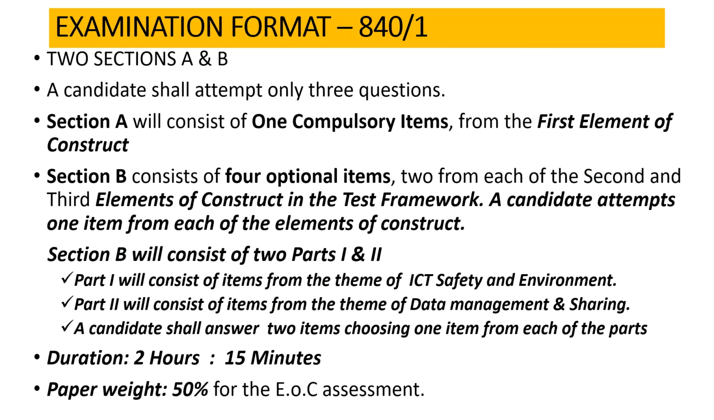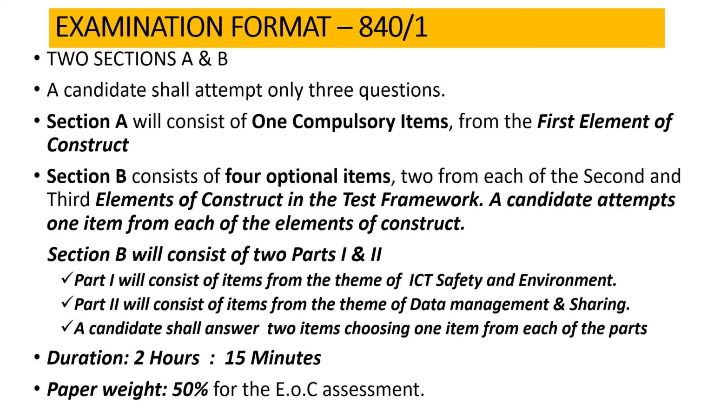More to that, in paper one, you expect to see two sections, A and B, and a candidate will attempt only 3 questions. Section A will consist of 1 compulsory item from the first element of construct. We shall see that. Then section B will consist of 4 optional items, 2 from the second and 2 from the third element of construct. So a candidate will attempt 1 from each of the elements of construct.